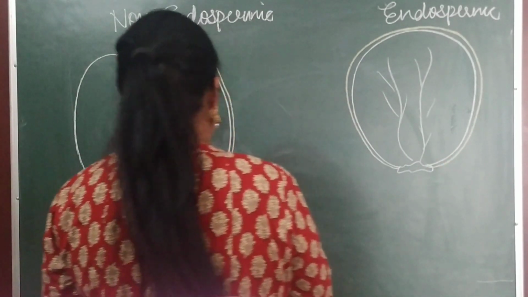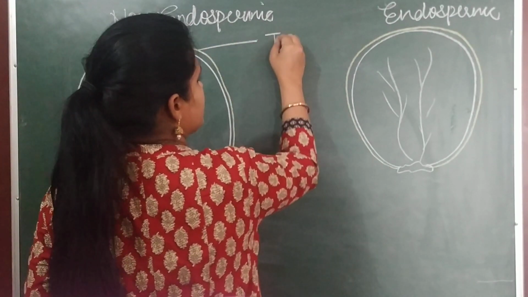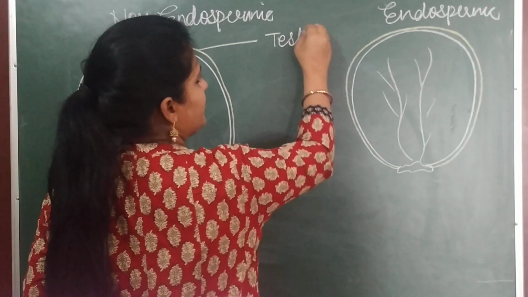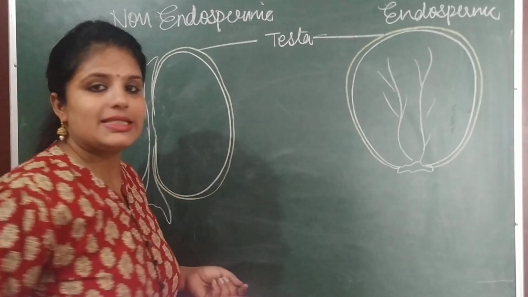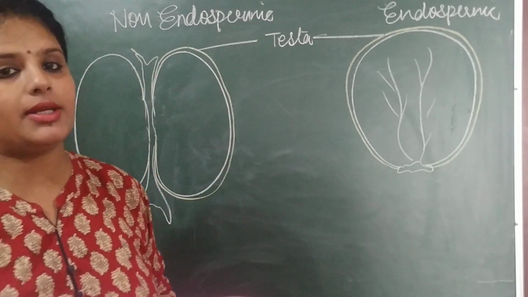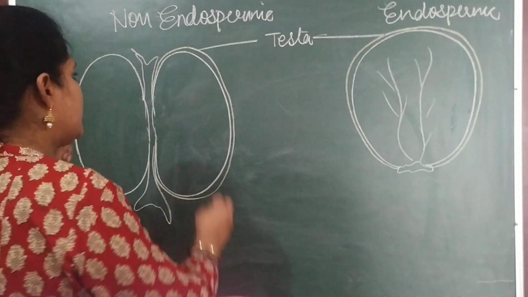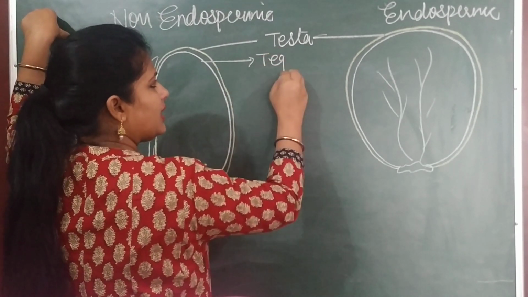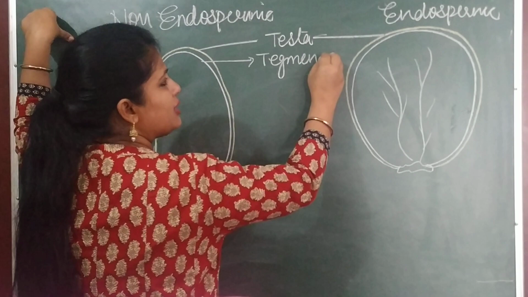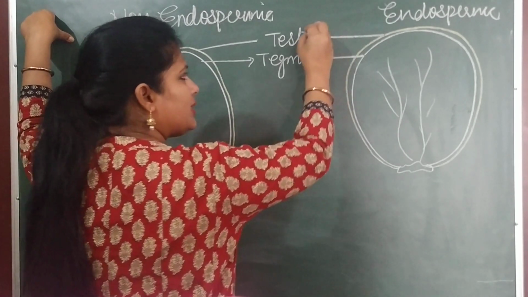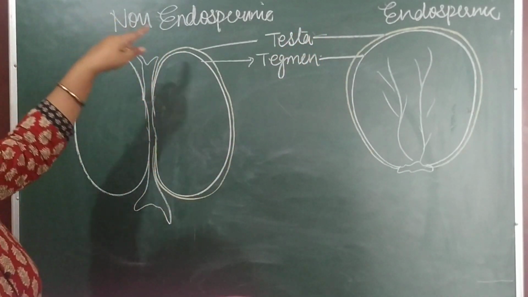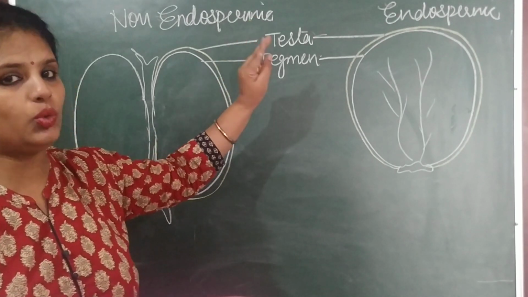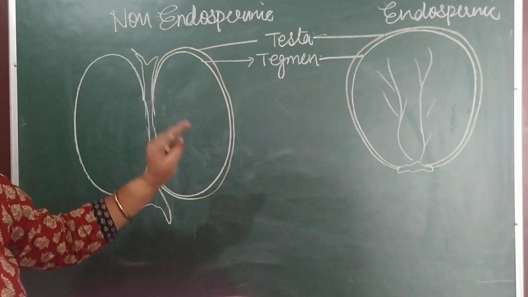The outermost is called the testa. This is the outermost tough layer which protects the seed from abiotic as well as biotic factors. This one is the tegmen. It is the inner layer, and this inner layer is comparatively soft. It may attach with the testa or it may be free. So in total, in a seed there are two integuments, testa and tegmen.